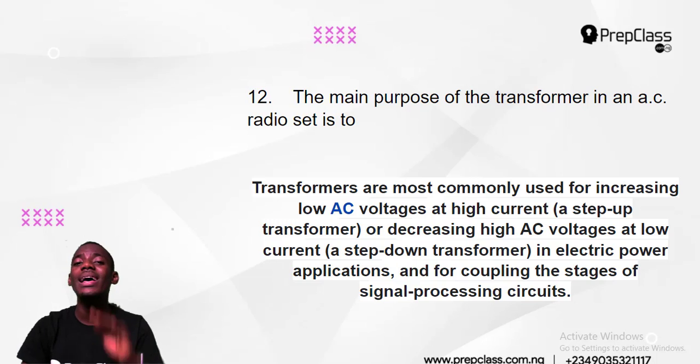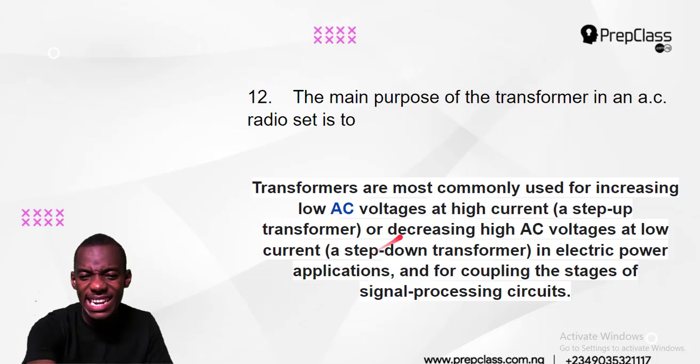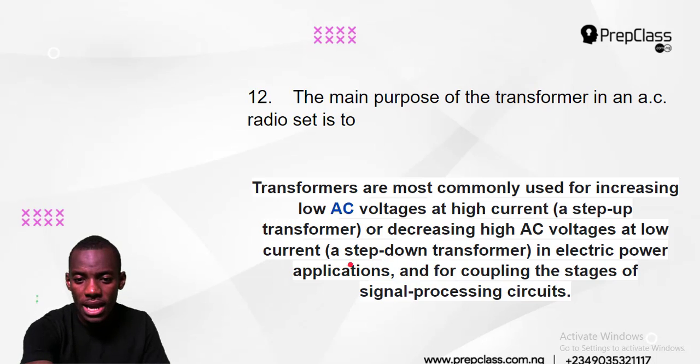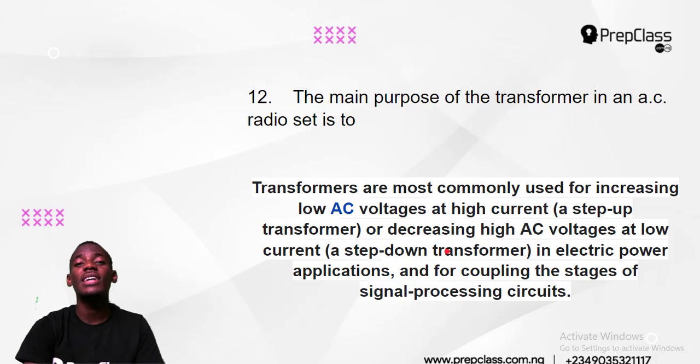A transformer helps to lower the voltage. So it has to decrease high AC voltage at low current. So it has to step down. It is a step down transformer. The transformer helps to step down the voltage and increase the current.